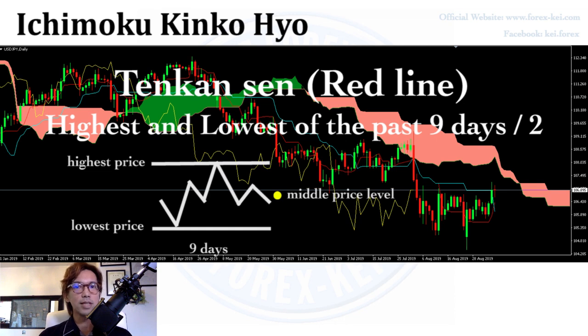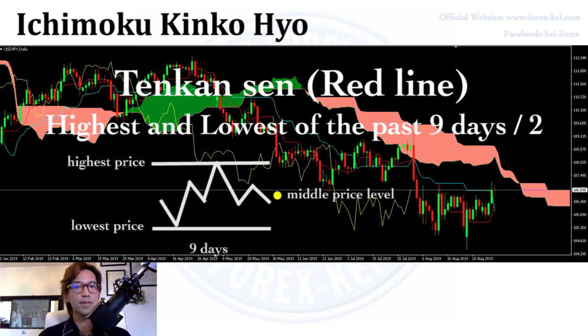So this is simply the half price level of the past 9 days, and it's shown on the current candle time. And some people say this is like the moving average, but in fact the function is very different because the calculation is totally different.